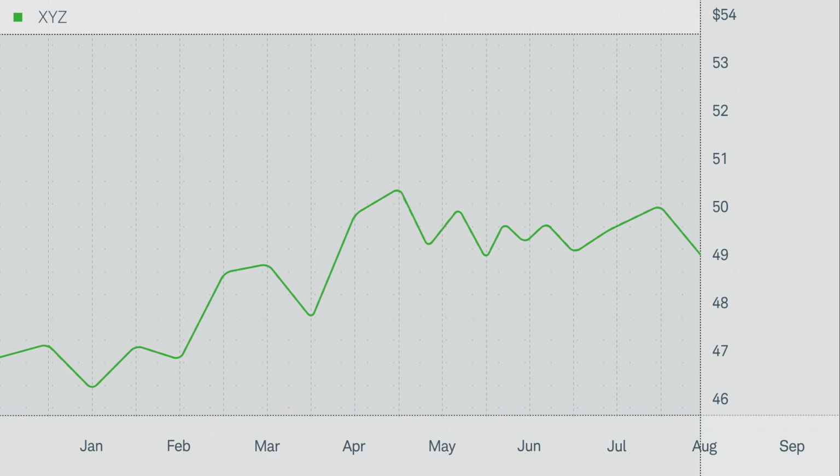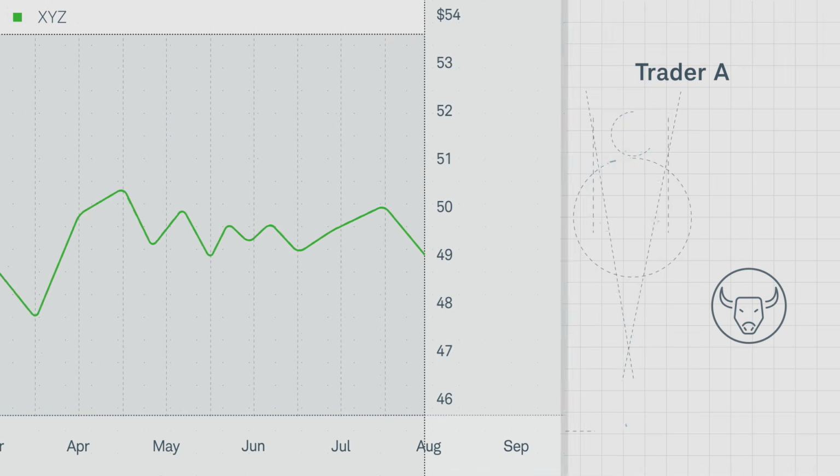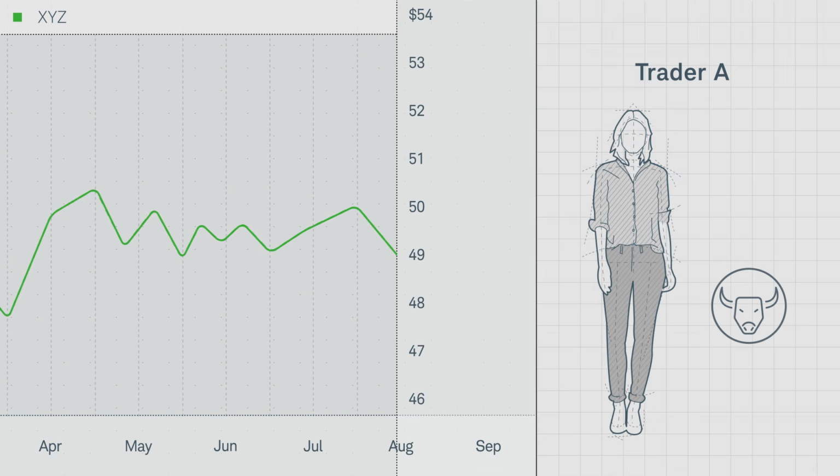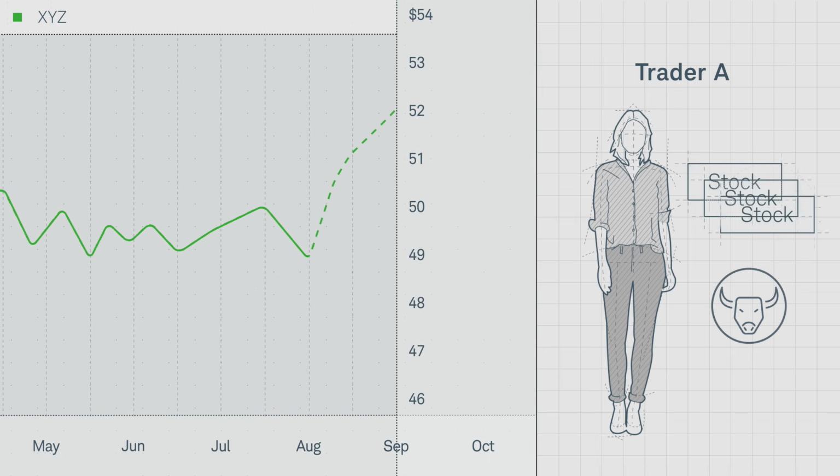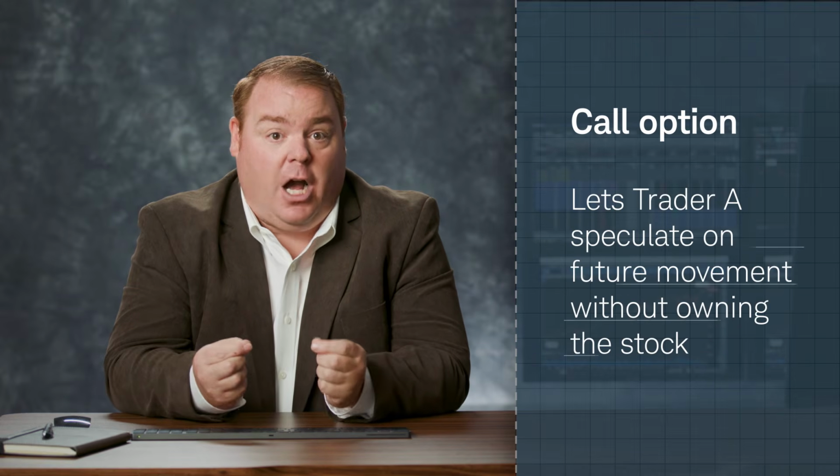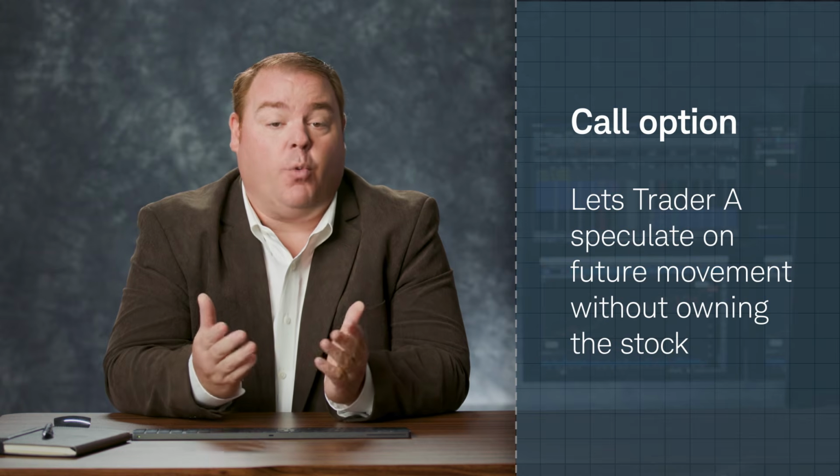Let's say a stock XYZ is trading at $49 a share, and Trader A is bullish on it. She thinks the price will go up over the next month. Trader A could just buy some shares of stock, but she could also buy a call option if she's not interested in actually owning the stock. So a call option lets her speculate on the stock's future movement without actually having to own the stock.